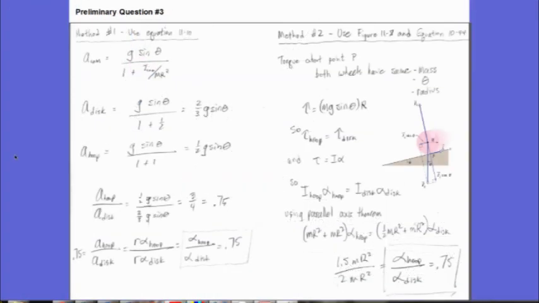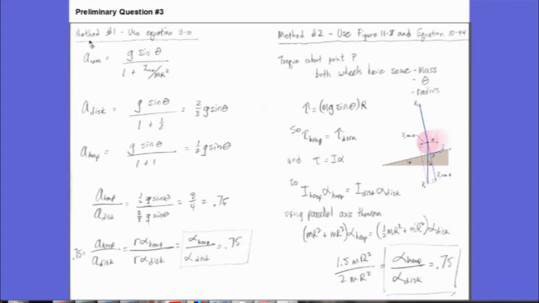Now we're going to show that the ratio of the angular acceleration of the hoop over the angular acceleration of the disk is 0.75. It asks you to calculate that. This is what you should get. How do we go about that? Well, there's two ways to do it.